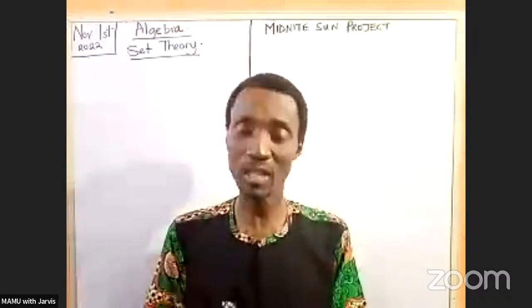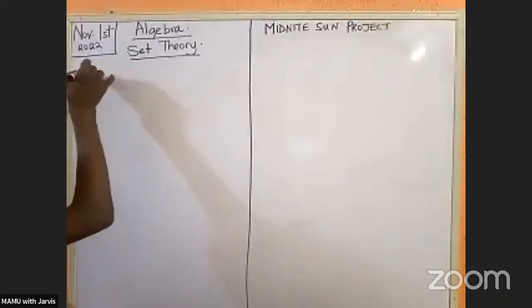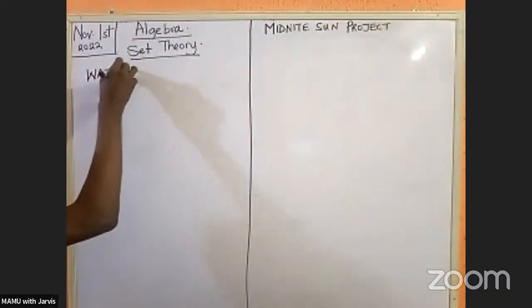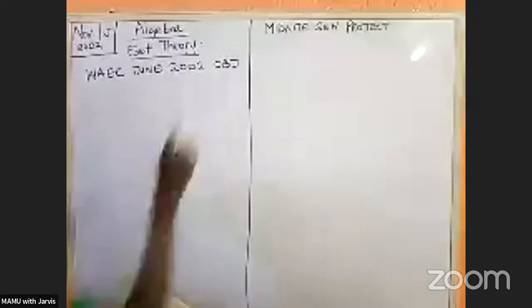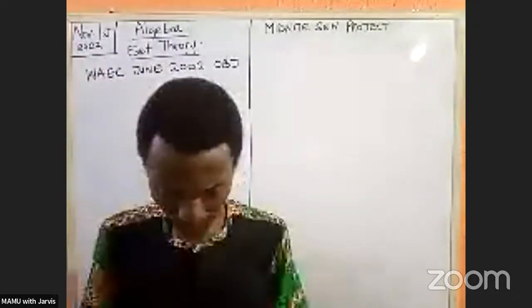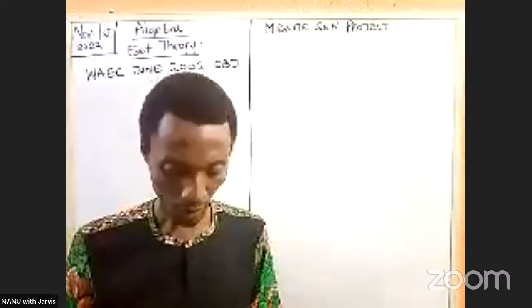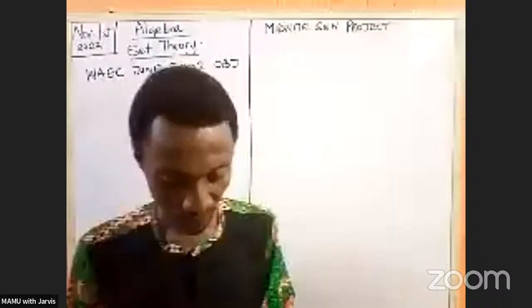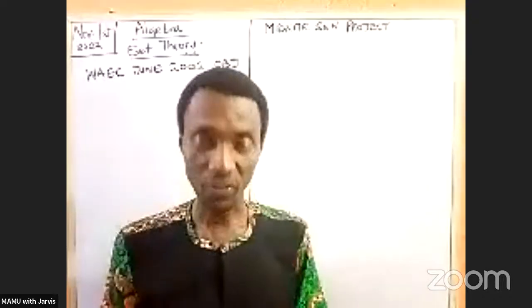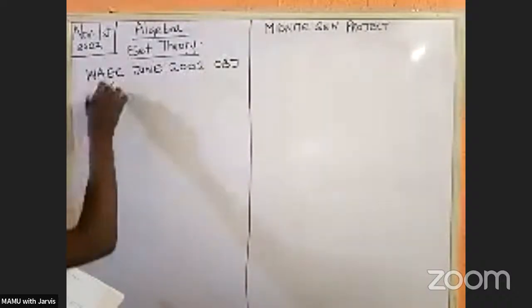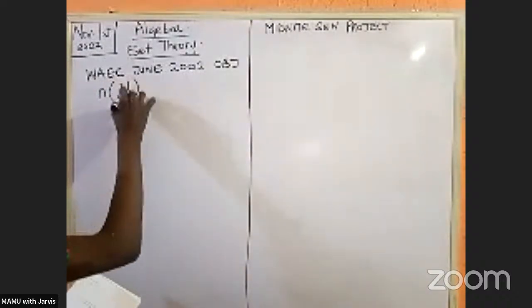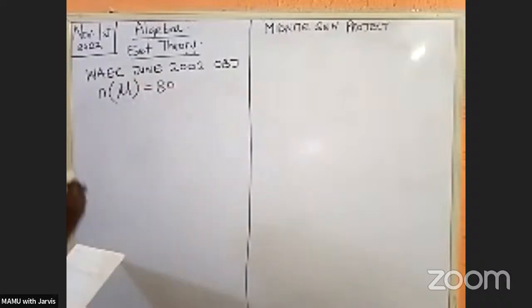So to start today's, June 2002 WAEC, and it's an OBJ exam I'll be looking at now. I will start by trying to look at question number 4. Question number 4 says, in a class of 80 students. So I will say number of the universal sets will be equal to 80. That will be question number 4.